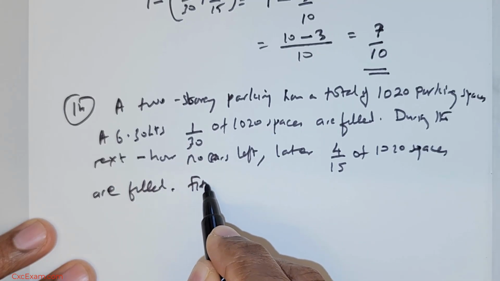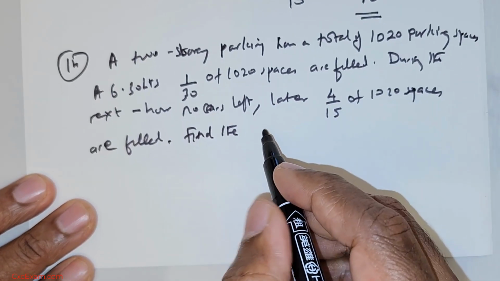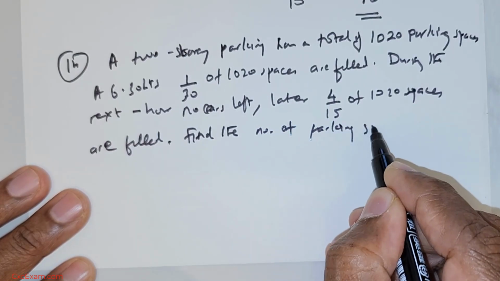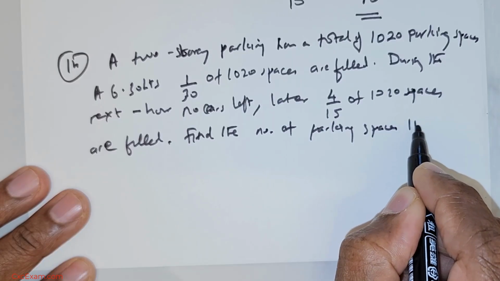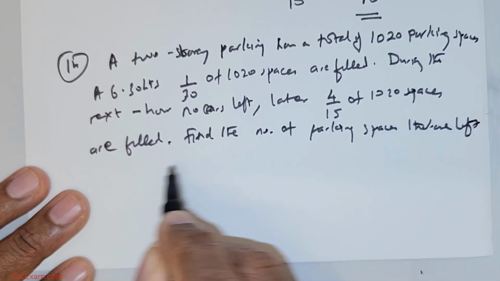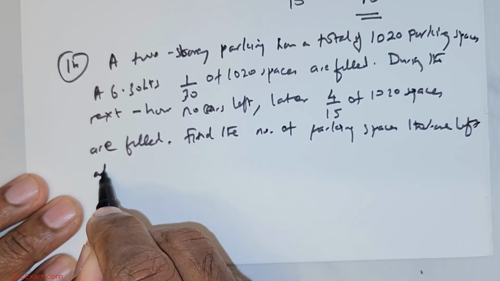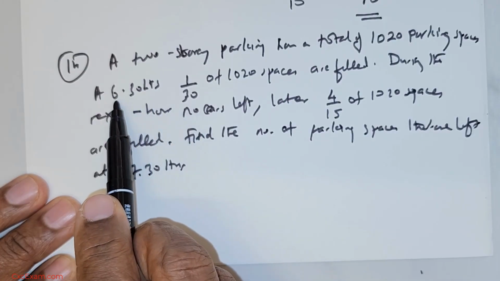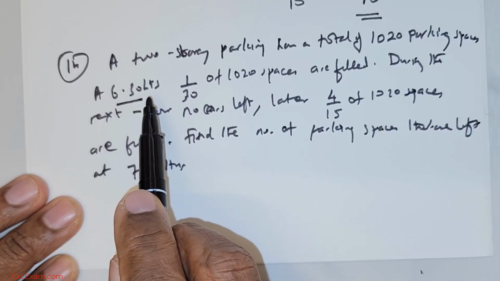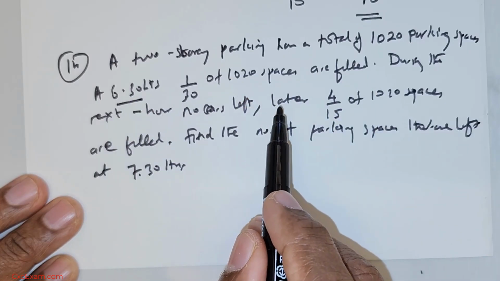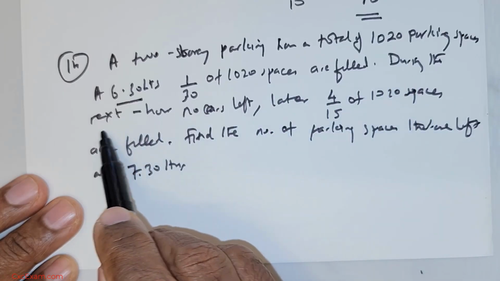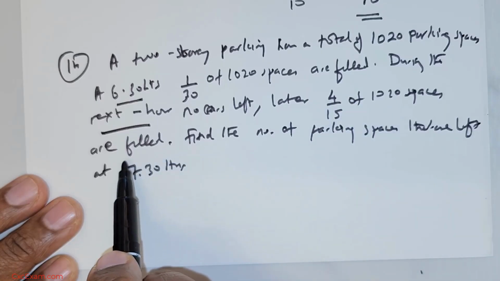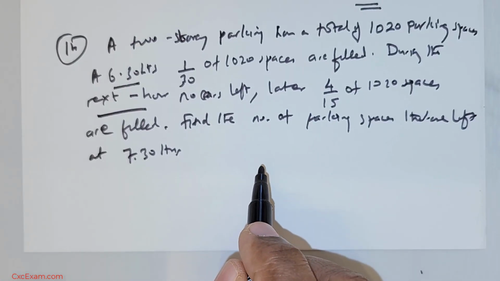Now they are asking us to find the number of parking spaces that are left unfilled at 7:30 hours. Okay, now the timings are given, 6:30, and then after 1 hour, so during the next hour it says no car left, and then later 4/15 of the space is occupied. Now the time is totally not related to the question.